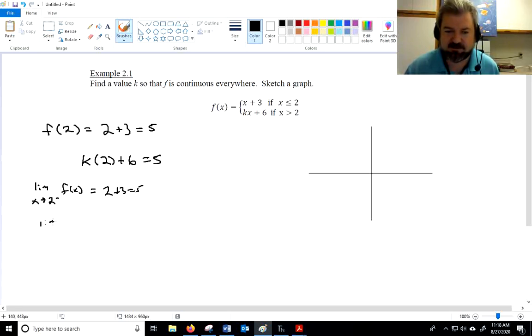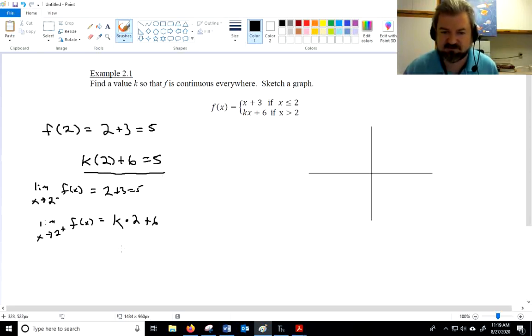For the limit as x approaches 2 from the right, I can use direct substitution as well, and I get k times 2 plus 6. And in order for this to be continuous, this limit has to exist. They need to be the same value. So I need this right-hand limit to be 5, and that's where I developed that equation. So let's go ahead and solve that. 2k plus 6 equals 5. So 2k equals negative 1. I get k is equal to negative 1/2. So now that I know that k is negative 1/2, I found it.